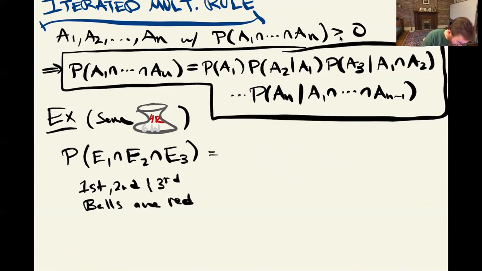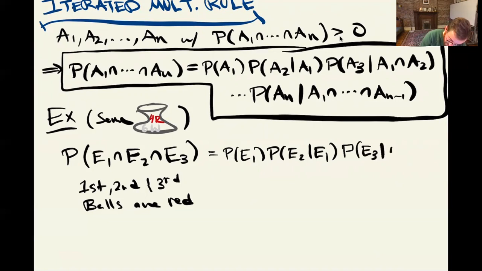Well, this is the same thing as the probability of the first ball being red times the probability of the second ball being red, assuming that the first ball was red, and then multiplying all that by the probability that the third ball is red, given that the first two were red. Again, it's going to seem easy as pie. Probability that the first ball is red, it's obvious, it's 4 out of 10.